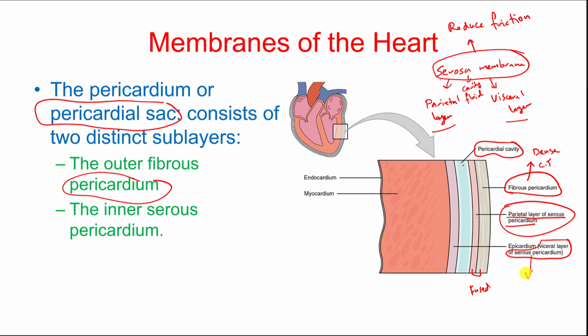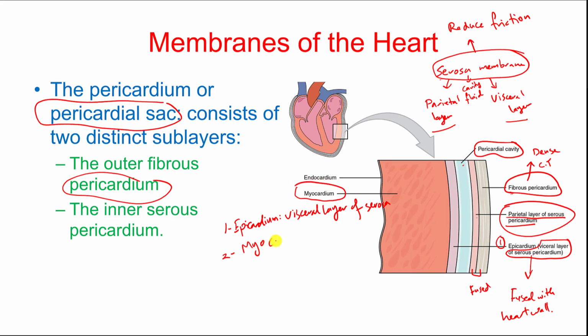But this visceral layer is also fused with the heart wall itself. So therefore, we will consider this as the first layer of the heart wall. The first layer of the heart wall is the epicardium, which is the visceral layer of the serosa pericardium. Then the second layer, which is the thickest layer of the heart, is the myocardium, which is basically cardiac muscle. And the third layer of the heart wall is the endocardium.